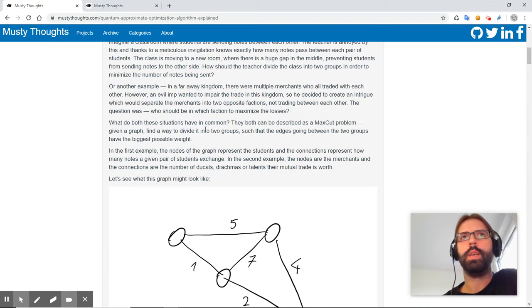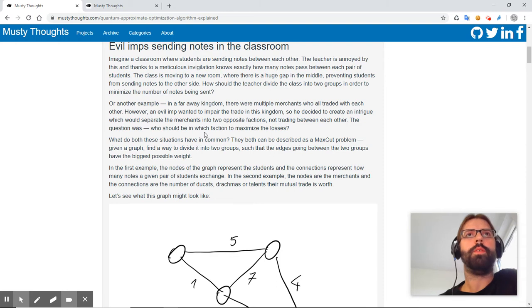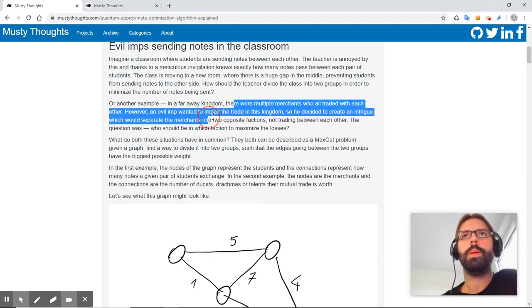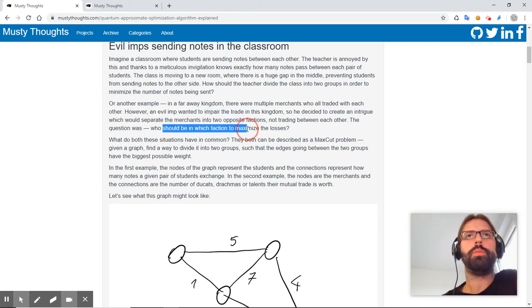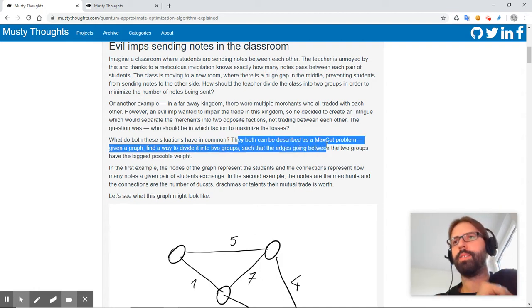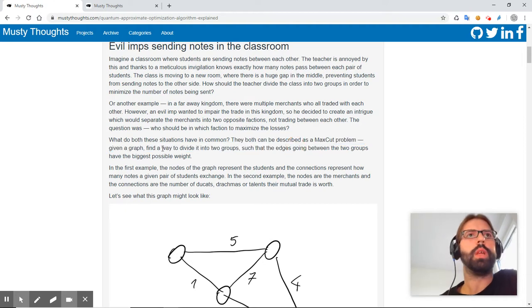I guess. Or another example: in a faraway kingdom, merchants are trading, and the question is which faction to pick to maximize the losses. So what do both situations have in common? They can both be described as the max cut. Sorry, not the coloring, but actually I think they are somehow related. The max cut problem is the way you divide a graph into two groups such that the edges going between the two groups have the biggest possible weight.